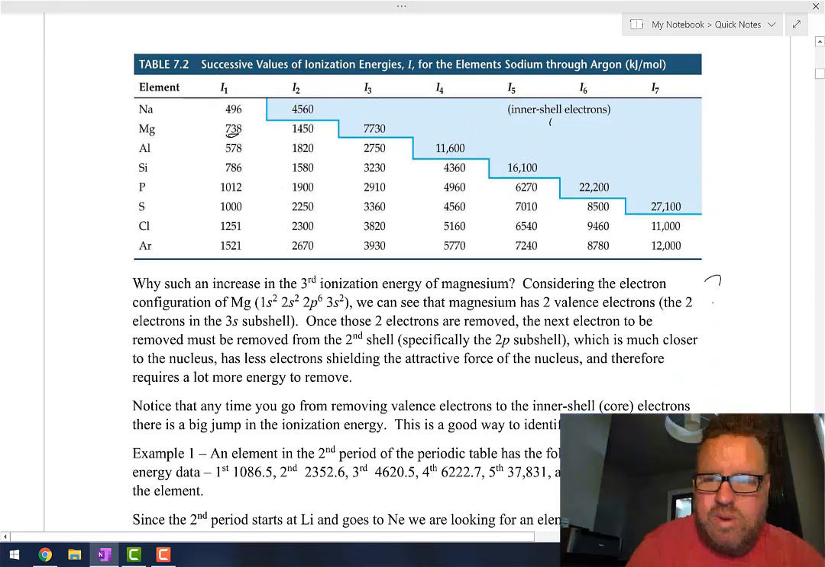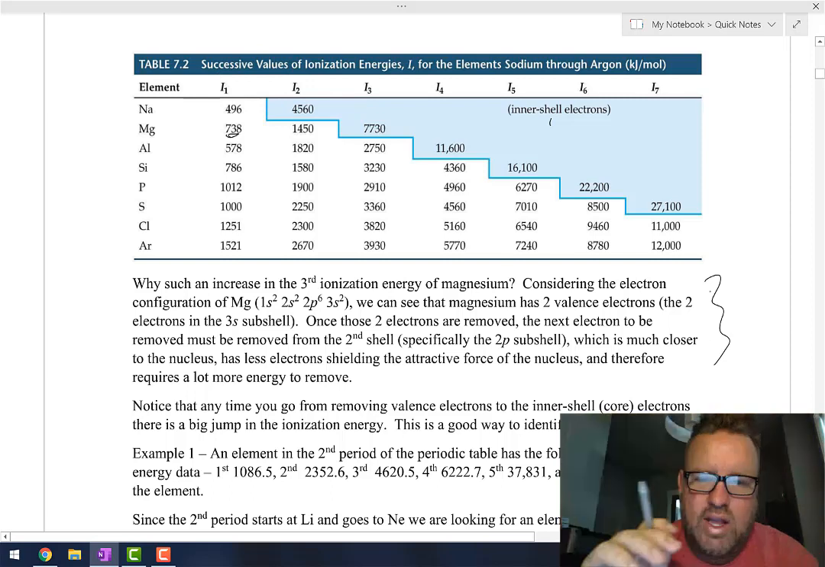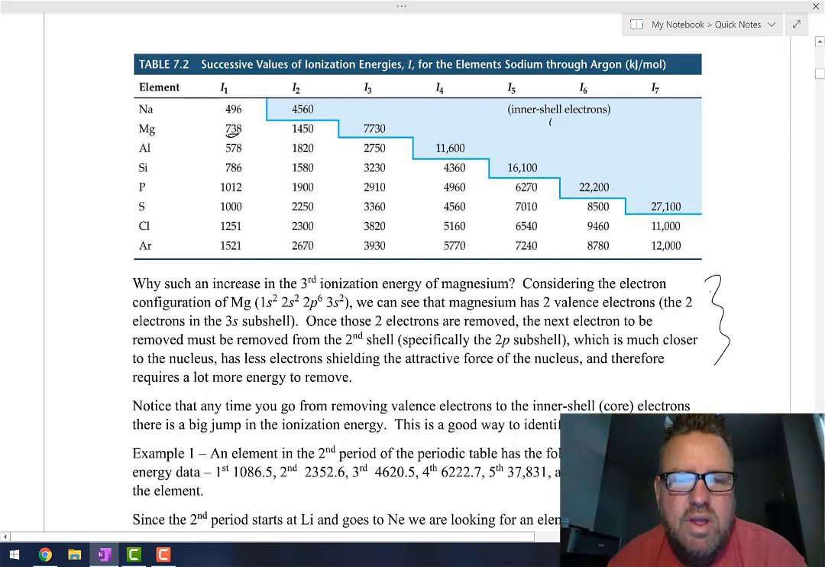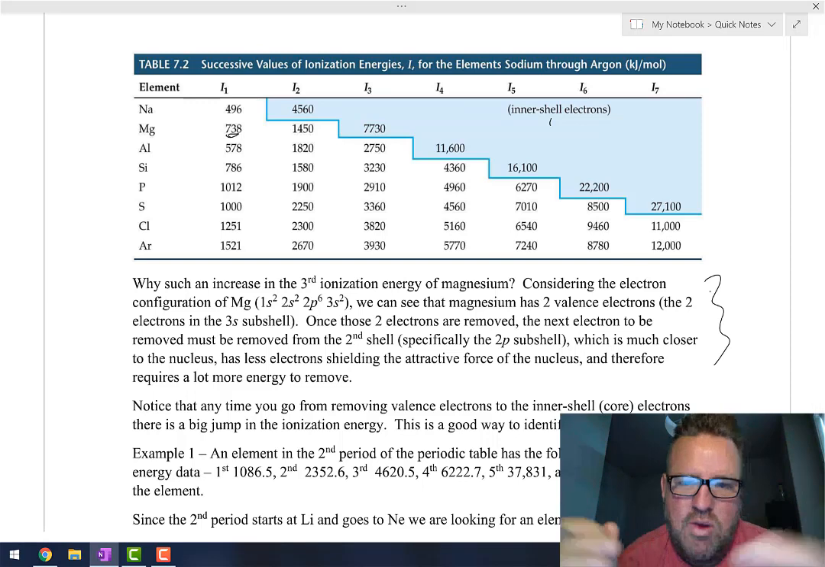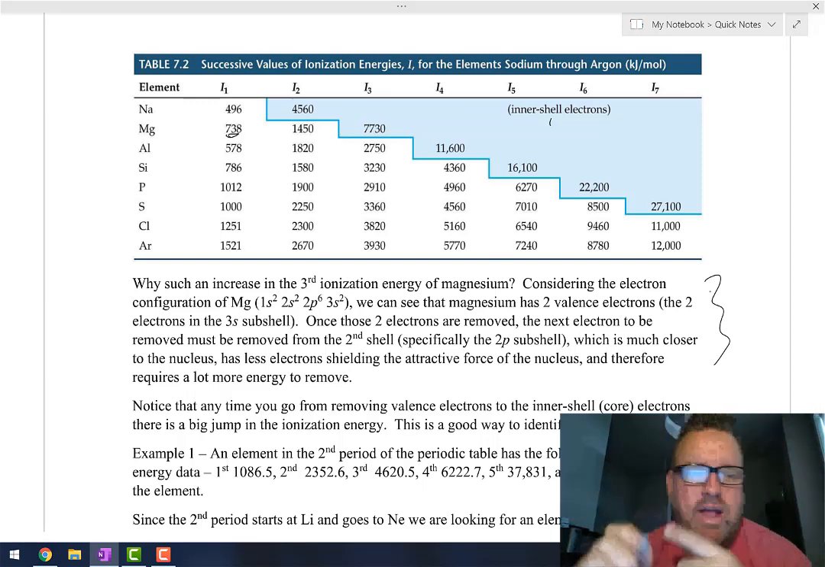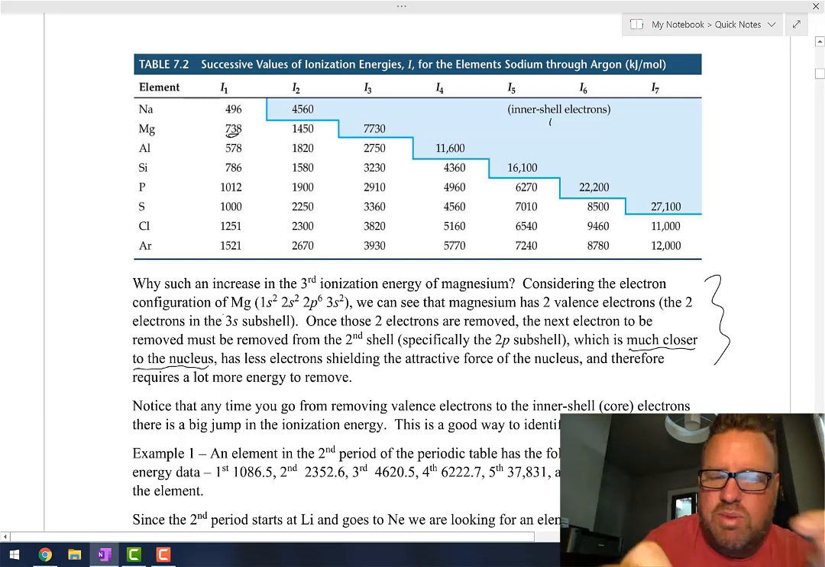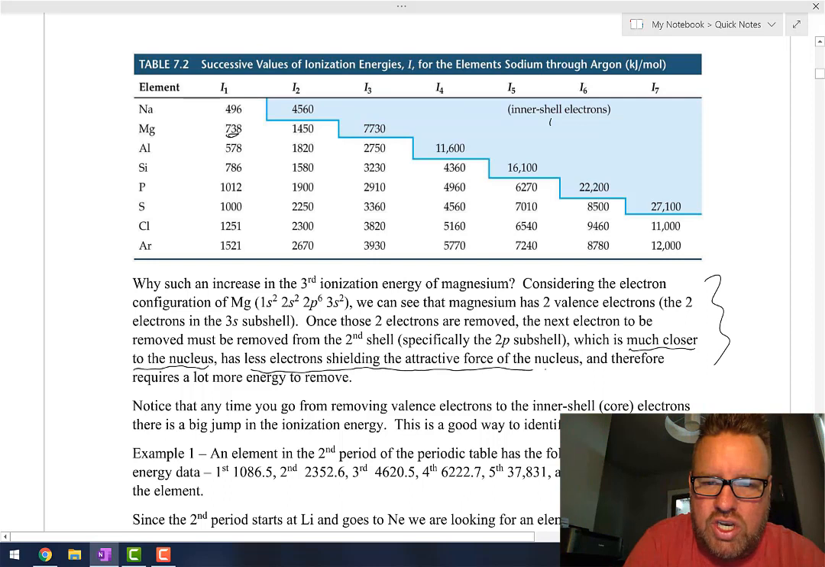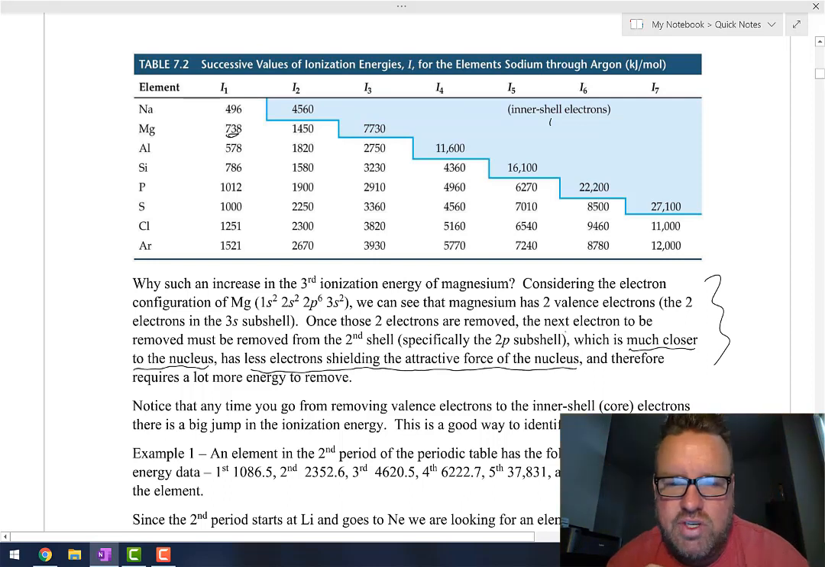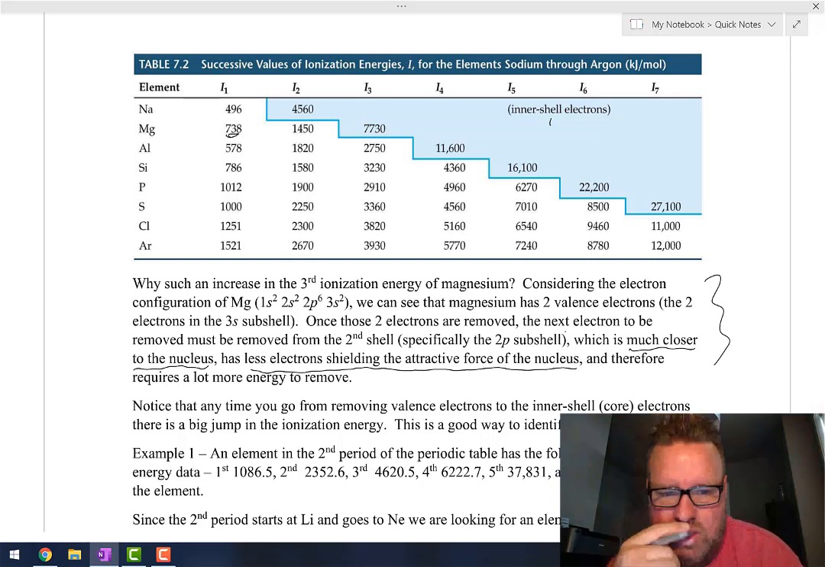So here in this paragraph, I kind of just explained what I already explained above. The next electron has to be removed from the 2p subshell. That, again, is much closer to the nucleus. That's how you're going to explain it on a test, and has less electrons blocking or shielding the attractive force of the nucleus. Those are the things I'm going to be looking for when you answer a question about this.